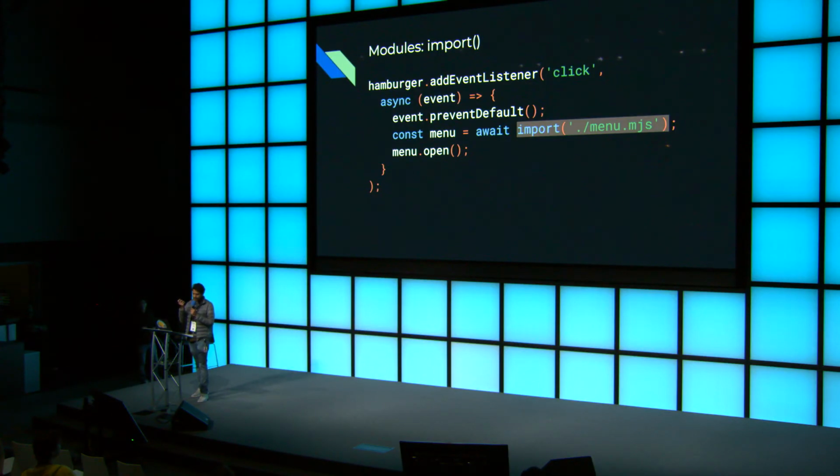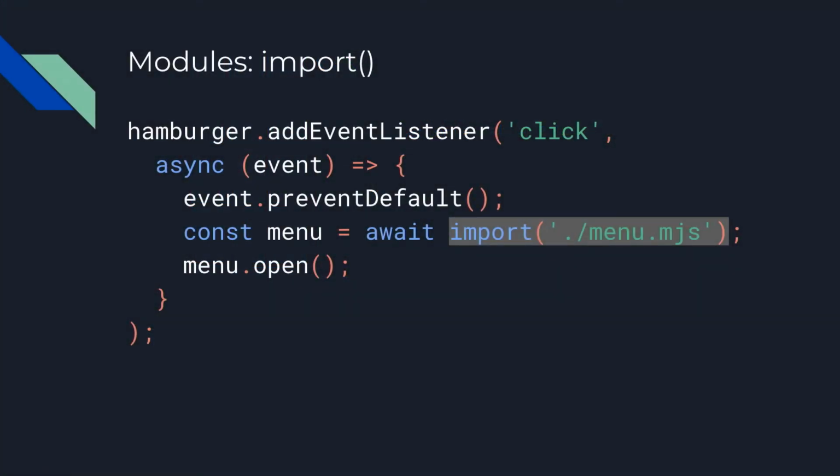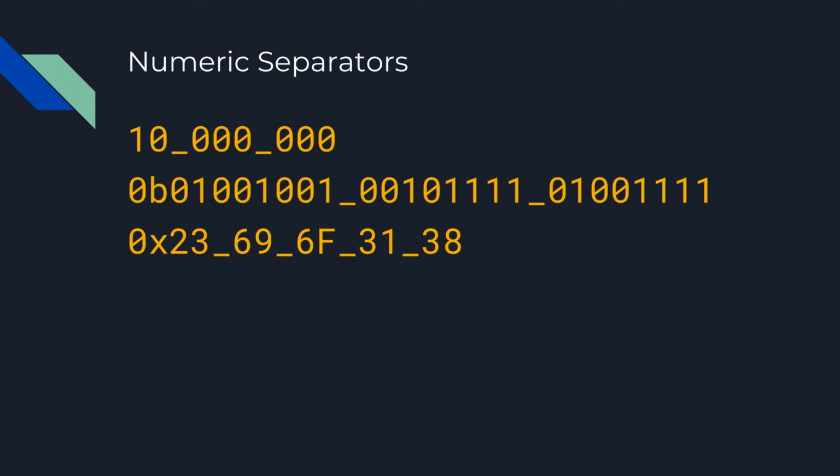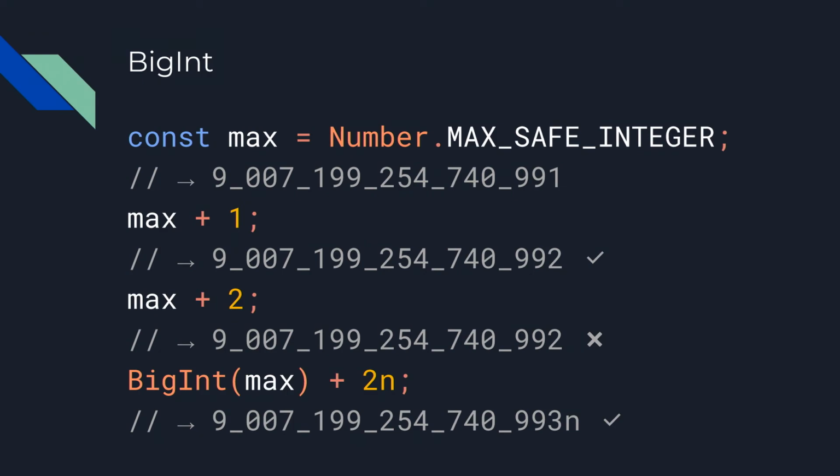Apart from this, we also support a bunch of stage 3 features. Like this is dynamic import, which lets you lazy load modules on demand. There's import.meta, which gives you metadata about the current module, like the URL or the script element. And then we have numeric separators that lets you group digits using underscores. Then we have BigInt, which lets you have arbitrary precision integers in JavaScript.